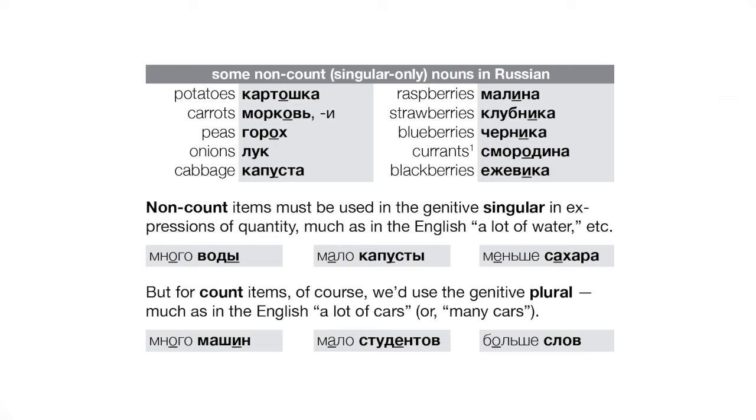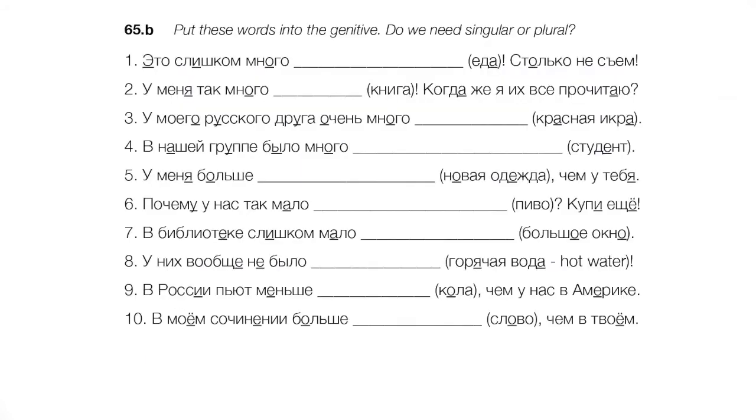All right, let's just pick some quantities here, and we need to think, are these count or non-count, right? Do we need genitive singular or genitive plural? I gotta say, this is too much food. Это слишком много еды. Столько не съем, right? I will not eat so much. I can't eat so much. Okay, food, that makes sense, even from English, right? Food is non-count.